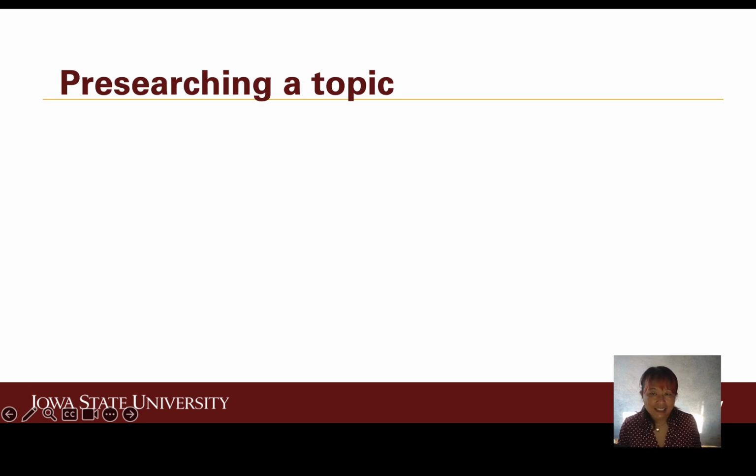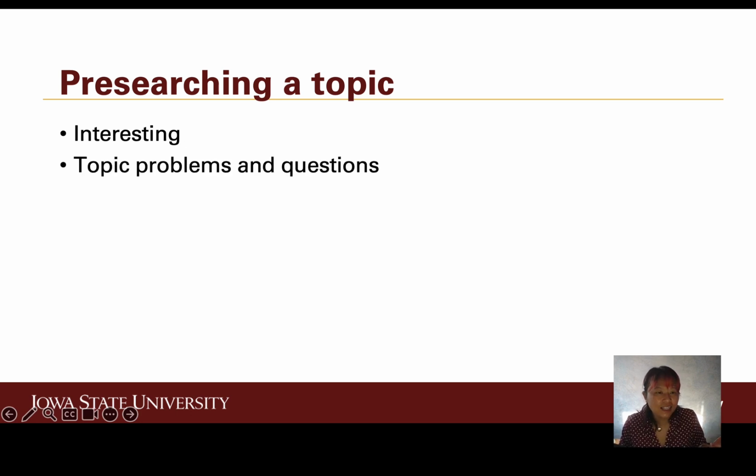Once you've received an assignment and know its parameters, you need to do some pre-searching. Pre-searching is about finding just enough background information to tell you if a topic is interesting enough to pursue. While pre-searching, you want to know what some of the problems and questions are around that topic. These are the conversations that subject matter experts are having about that topic. You also want to know if there's enough information on your topic that meets your assignment parameters.